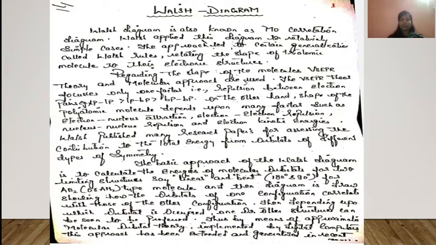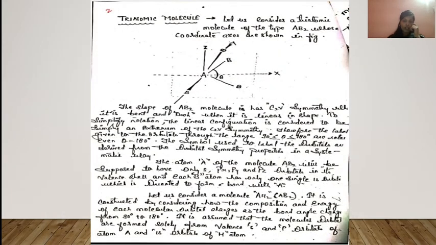Let's go to another slide. So here we are taking the example of triatomic molecules because generally the Walsh diagram is applicable for polyatomic molecules. So here is a triatomic molecule. Let us consider a triatomic molecule by taking an example of AB2 type molecules, 2 B and 1 A, it is a triatomic molecule. So here we are taking AB2 type of molecules.